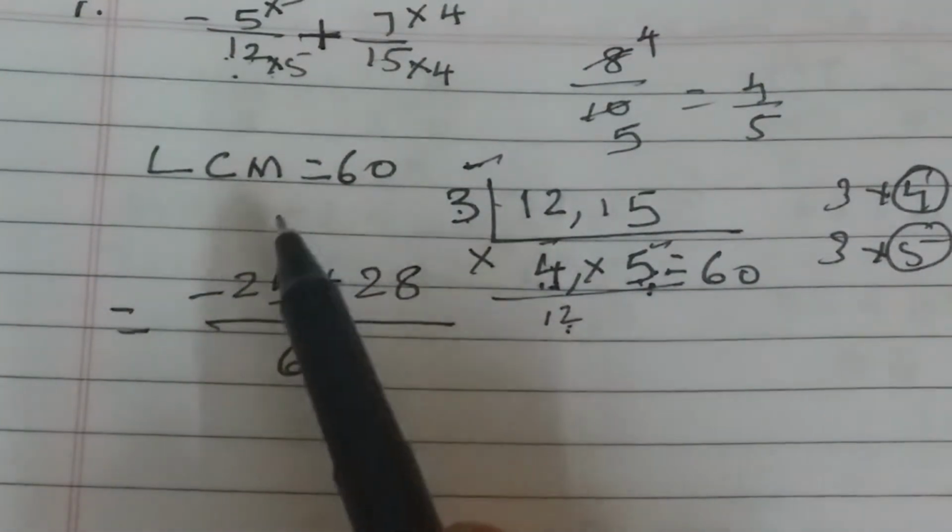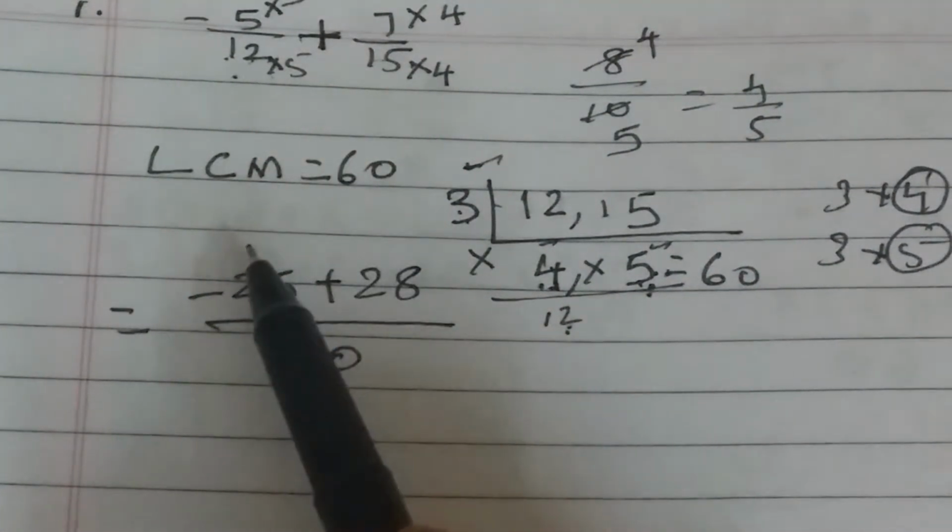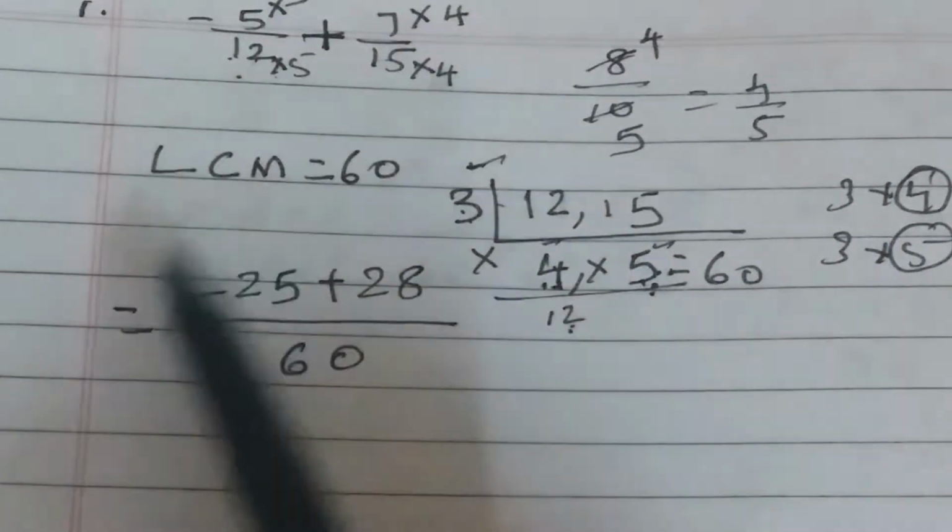See children, in the previous exercise, while doing ascending order, descending order, and finding the greater, smaller and all, we have taken the rational numbers one by one.